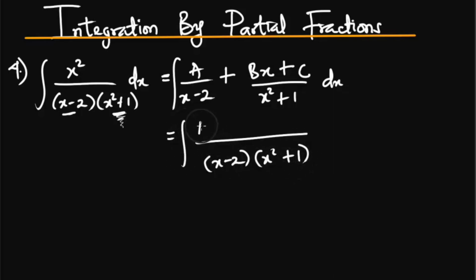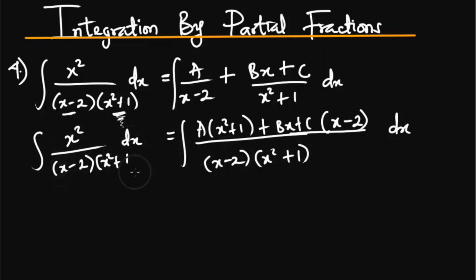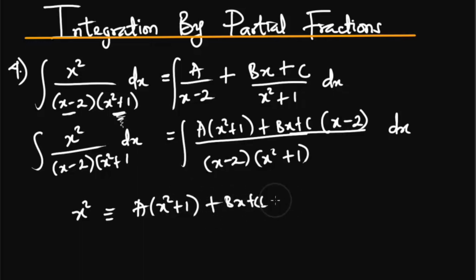And here we have the integral of a into x squared plus 1 plus bx plus c into x minus 2, dx. That is equal to the integral of x squared over x minus 2 times x squared plus 1, dx. Okay, so comparing both sides, we can say that x squared is equivalent to a into x squared plus 1 plus bx plus c into x minus 2.